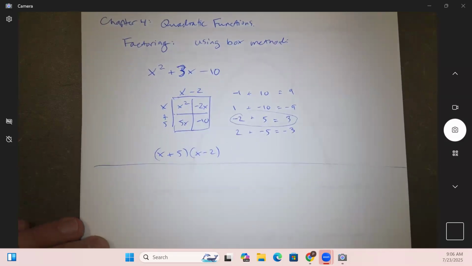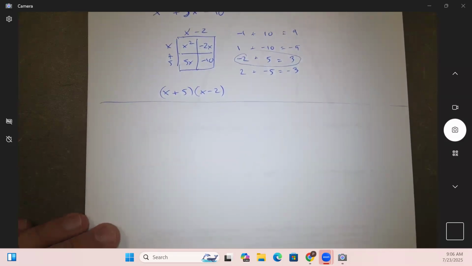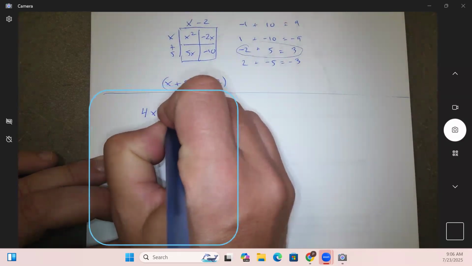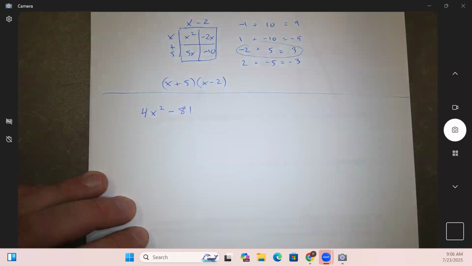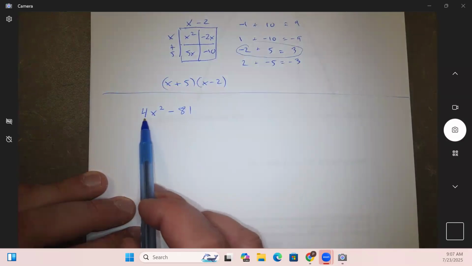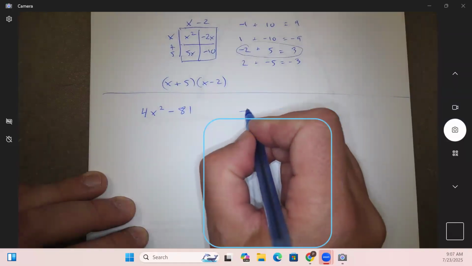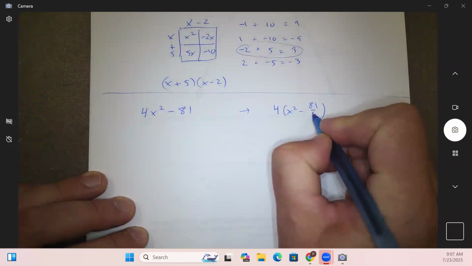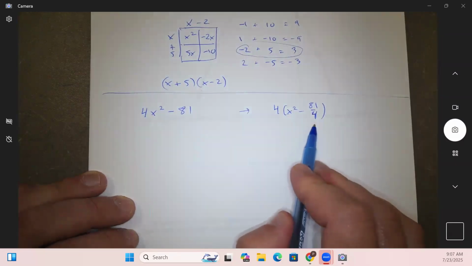There's a question on the worksheet that can be done with the box method, but it looks a little different. And that question is factor 4x squared minus 81. As with many things in math, there are a lot of different ways to do this. One thing I recommended is, hey, if you see that the x squared is not by itself, if it has a leading coefficient that's not 1, start by factoring that leading coefficient out. But unfortunately, in that case, we end up with the fraction over here. And while you still can use the box method, it's a lot harder.